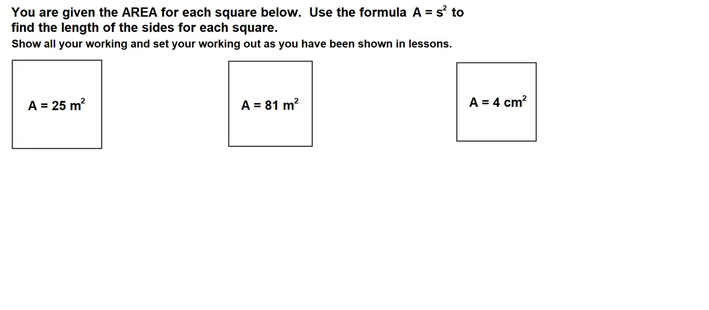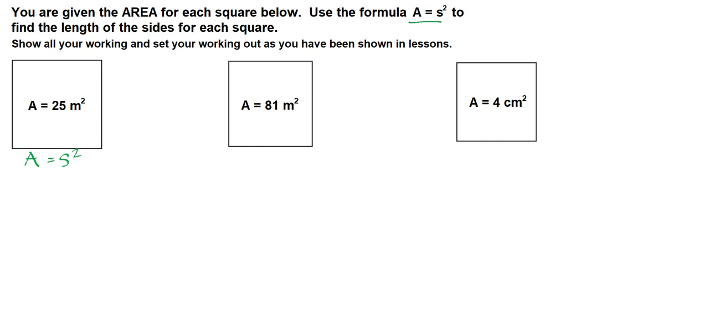So for this question, we have to find the missing length for the sides of these squares. We're given the area, and we've got to use the formula A equals side squared, or S squared, to find the length. So let's use that and see what we come up with. So A, which is area, equals S squared.